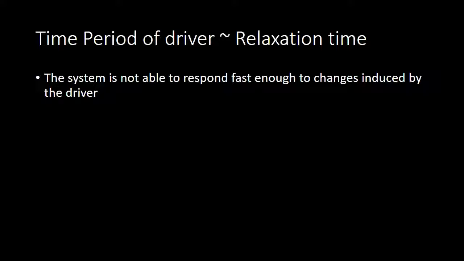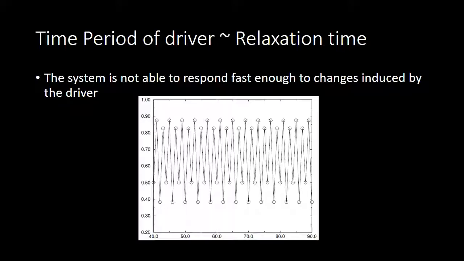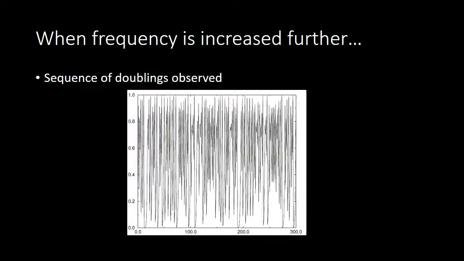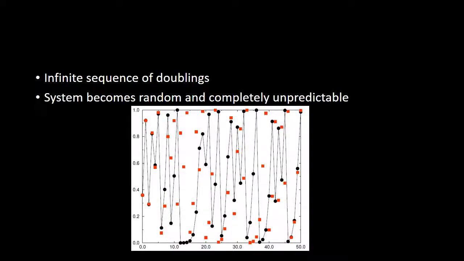If the time period of the driver is almost equal to the relaxation time, the system may not be able to respond fast enough to changes induced by the driver. The system is forced to change state before completing the oscillation. This forms a repetitive pattern called doubling. When the frequency is further increased, a sequence of doublings is observed. The increasing frequency leads to an infinite sequence of doublings. The system becomes random and completely unpredictable. This phenomenon is called chaos.